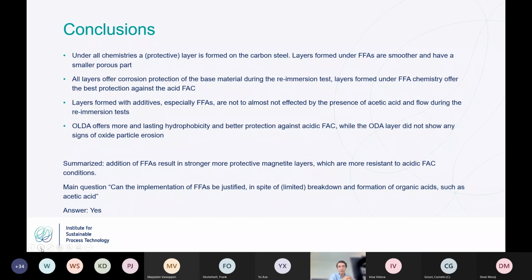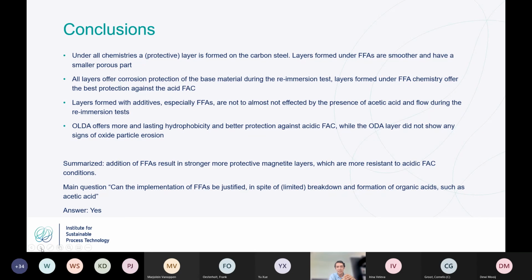Layers formed with additives, especially FFA, are not to almost not affected by the presence of the acidic acid and the flow during the re-immersion tests. OLDA offers a bit more lasting hydrophobicity and better protection against acidic FEC, while the ODA layer did not show any signs of oxide particle erosion or spalling.